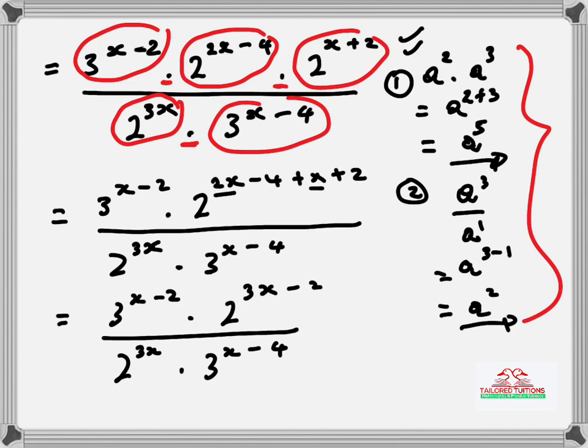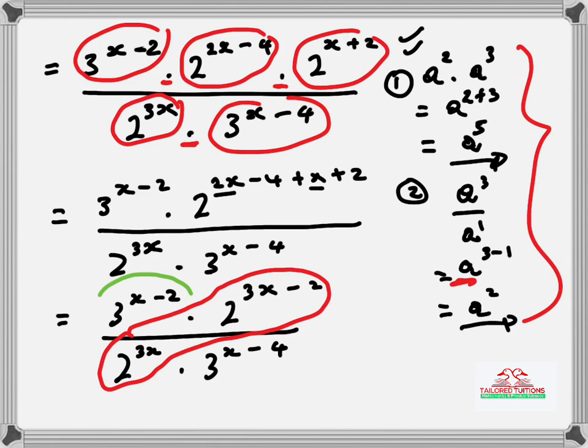Now looking at this, you see here we are dividing what? Powers of the same bases. That means we can take one base and subtract the exponents. And this one also, you see here we are dividing what? Powers of the same bases. That means we can take one base and subtract the exponents. So let us do that step now.